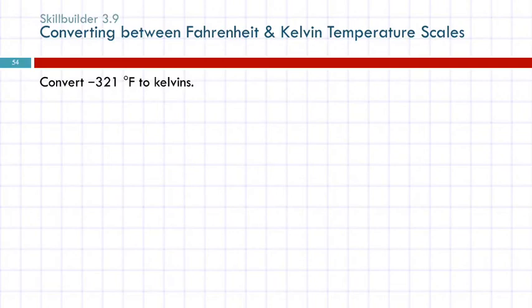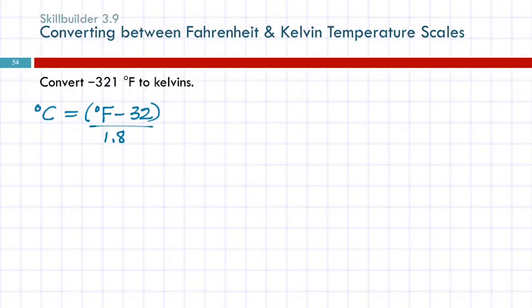What if we need to go between Fahrenheit and Kelvin? Convert minus 321 Fahrenheit to kelvins. There's not an equation for that. What do? We have to use both of them. We have to take the Fahrenheit and convert it to Celsius, and then take that Celsius and convert it to kelvins. So degrees Celsius equal degrees Fahrenheit minus 32, divided by 1.8.